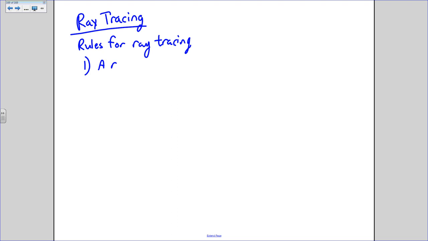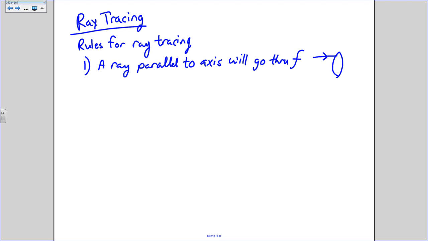A ray parallel to the axis will go through the focal point. All right, so if I have a convex lens, we've already shown this. If I have a ray that's parallel to the axis, it's going to go through the focal point, where these are the focal points, here and here. All right, that's for a converging lens, and a converging lens causes the rays to converge at the focal point. So a ray parallel to the axis will go through the focal point.